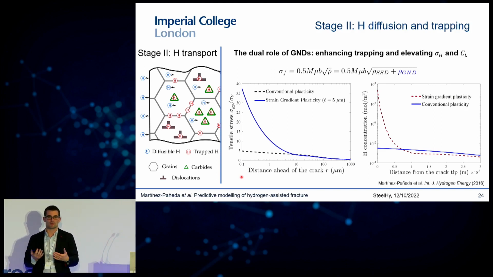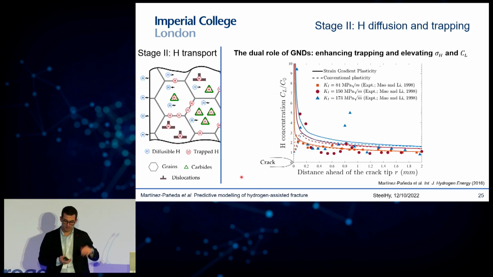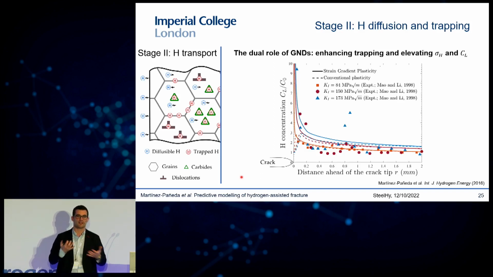And I think this is important because this provides a modern rationale for hydrogen-enhanced decohesion mechanisms. Decohesion requires very high stresses and hydrogen concentrations, and this is one source of those stresses. And in fact, when you look at the experiments, taking into account this GND effect is the only way you can capture this elevation of hydrogen concentration that you see as you approach the crack tip, as you can see here.